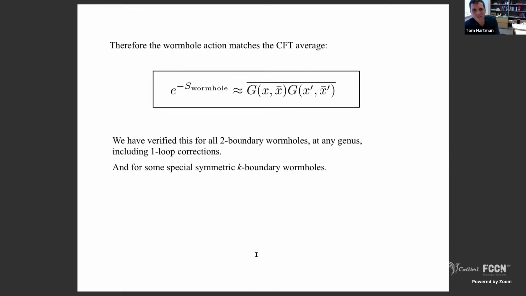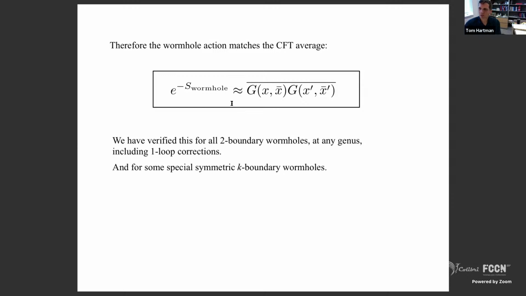The upshot then is that the wormhole action matches the CFT average. Because when we calculated the on-shell action of the wormhole, we found a Liouville correlation function. Now we've calculated a CFT average just by doing the simplest thing that seemed consistent with basic principles and gotten the same answer. So on the left-hand side is the gravity calculation. On the right-hand side is this average over large C CFTs in 2 dimensions.